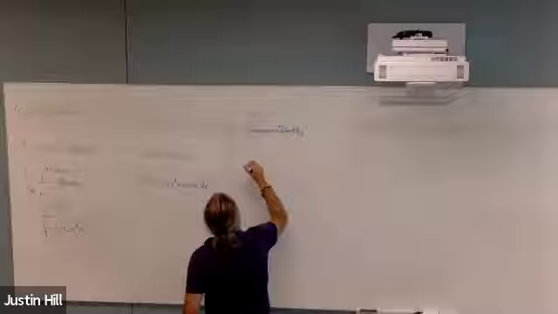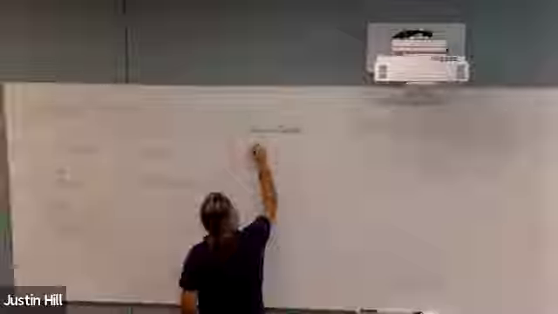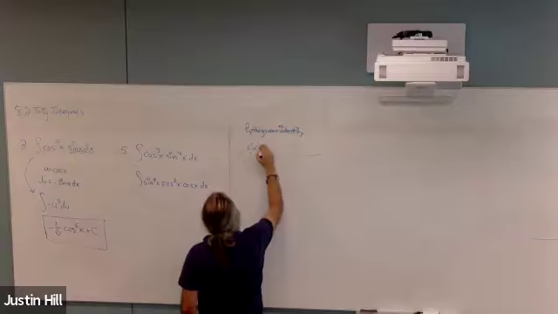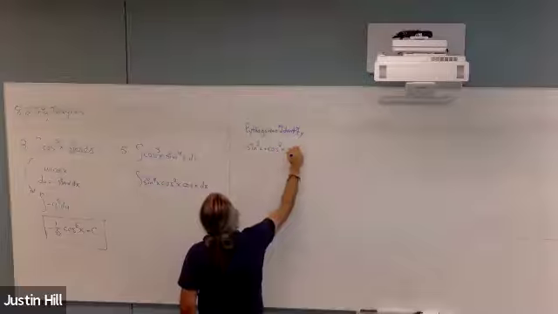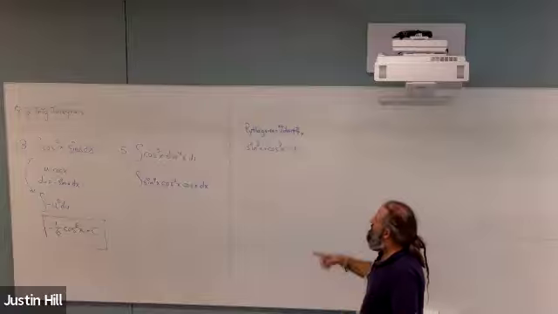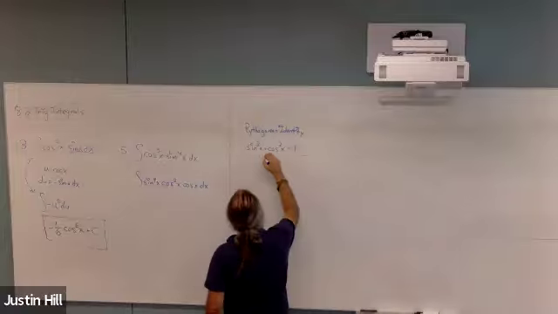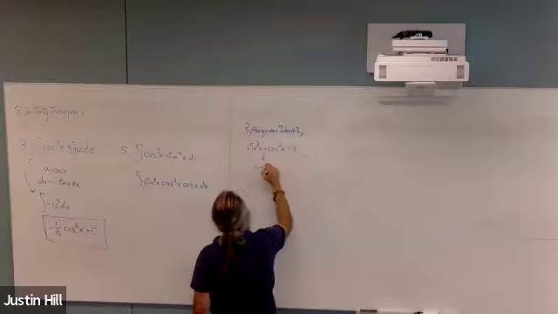Pythagorean identity, one version of it says that sine squared plus cosine squared equals what? Equals 1. If sine squared plus cosine squared equals 1, then what does cosine squared equal? Good. So that means that cosine squared would equal 1 minus sine squared.